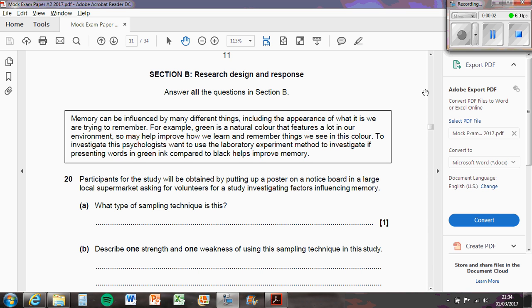So these questions were all about the scenario of memory. It's suggesting that if you've got ink printed in a different colour, it might have an impact on memory. Things like green ink maybe improving memory more than black ink because it's a natural colour and it features a lot in our environment. It says that to investigate this, psychologists want to use the laboratory experiment method to investigate presenting words.